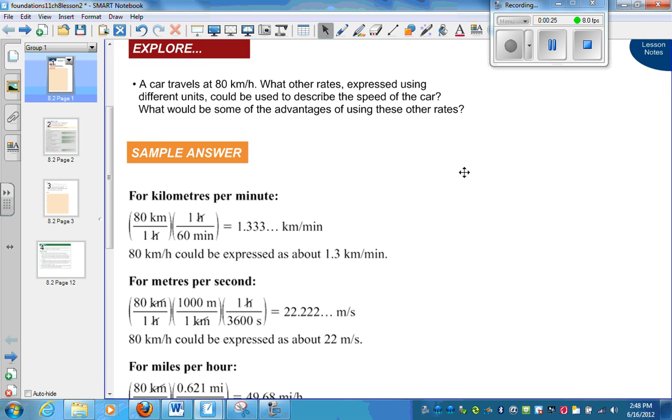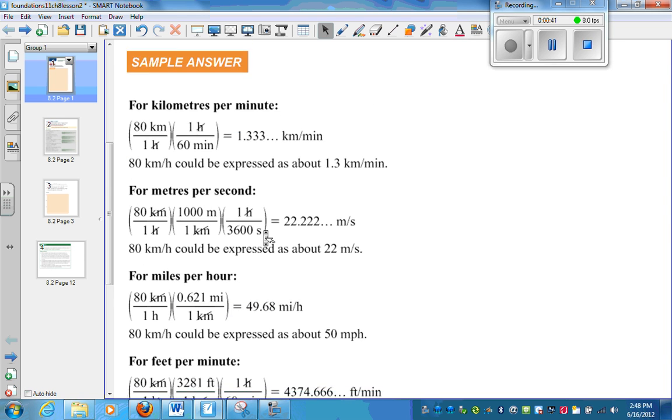Okay, so we went from 80 kilometers an hour and we converted to kilometers per minute. So notice we set up a conversion factor. We said 1 hour is equal to 60 minutes. They put the hour on the top, so those hours would cancel out and we get kilometers per minute. And they got 1.33 kilometers per minute.